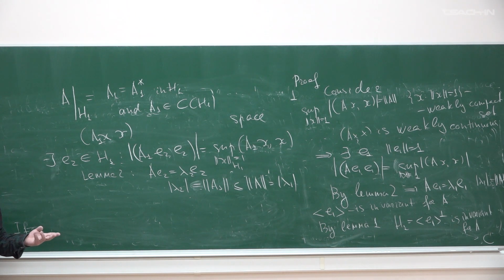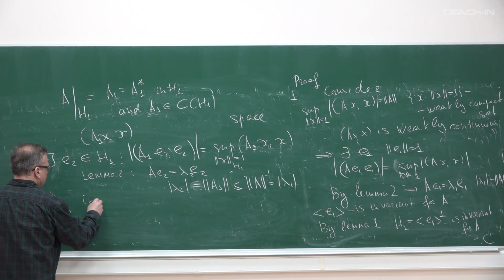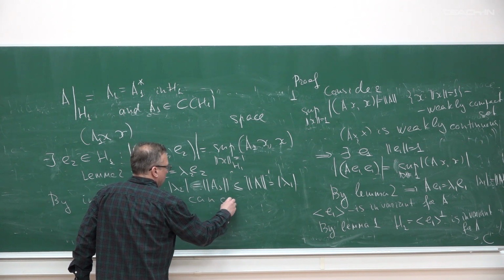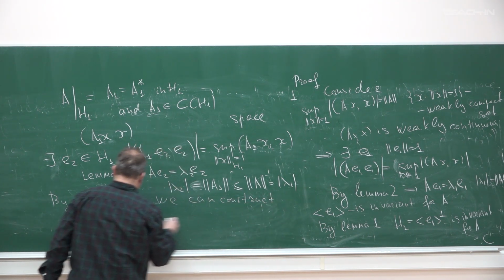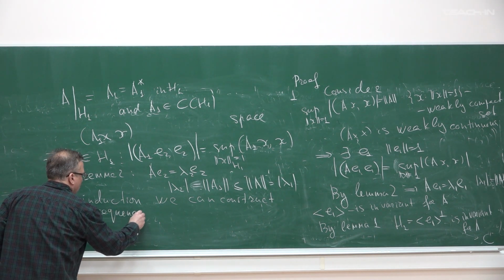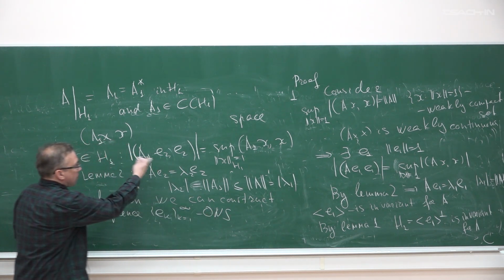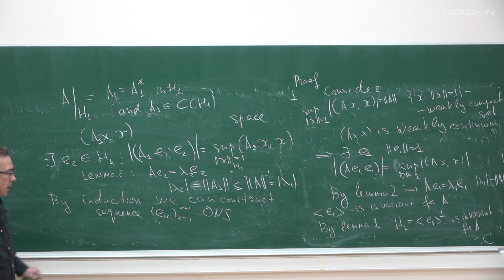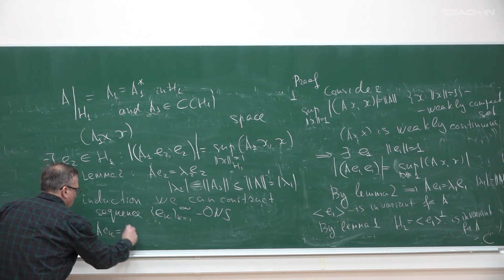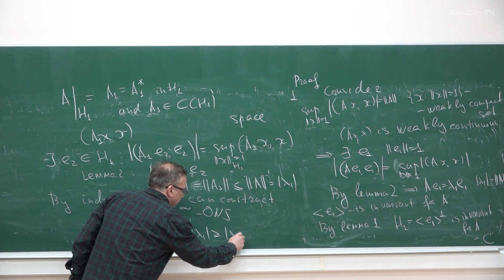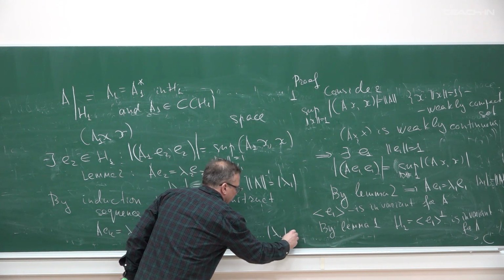So by mathematical induction, what do we obtain? By mathematical induction, we can construct a sequence Ek, an orthogonal system. We construct it by orthogonality, taking the orthogonal complement each time. And A Ek equals lambda k Ek, with the absolute values of lambda 1 greater than or equal to lambda 2, and so on. Yes?